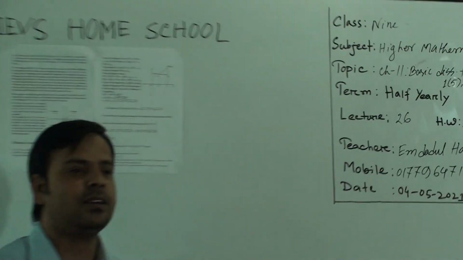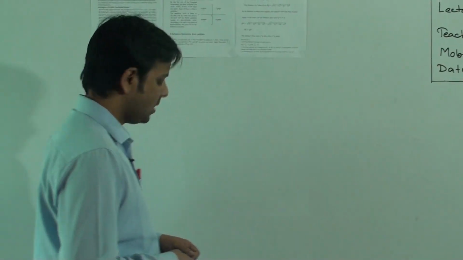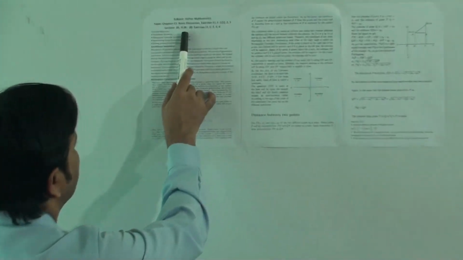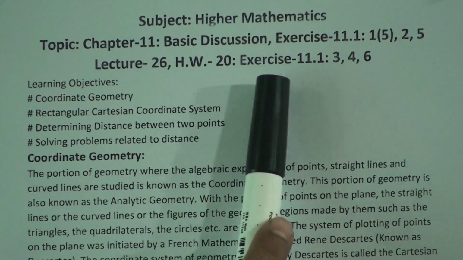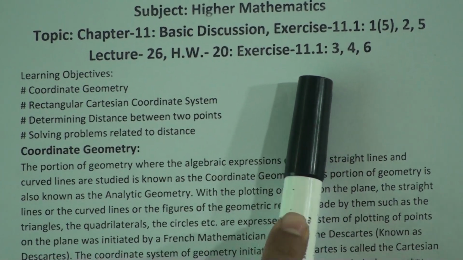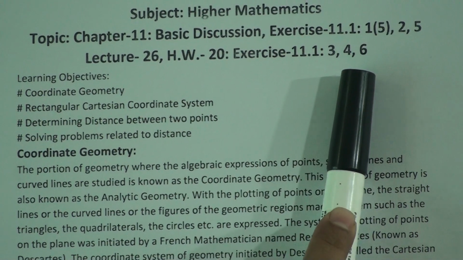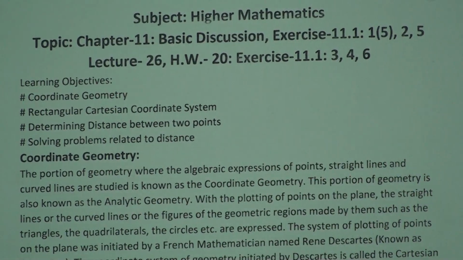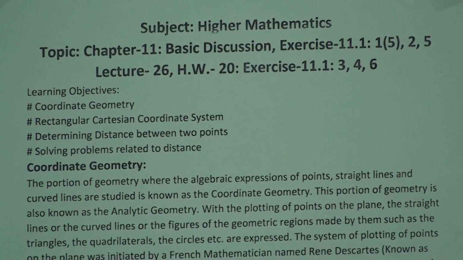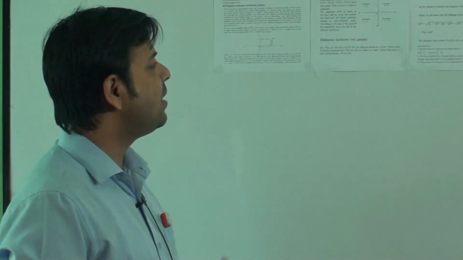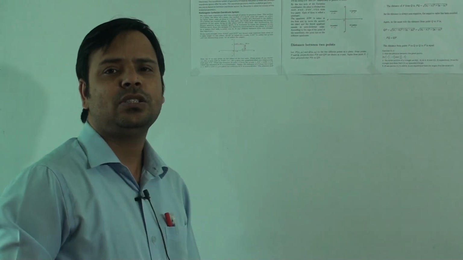Okay, dear students, after completing my class, I will give you some work, that is your homework number 20 and lecture number 26 today. Your homework is exercise 11.1, question 3, 4 and 6. These three questions you have to do as your homework. I hope when you complete today's class, you will be able to complete your homework. So to do the homework, you have to understand everything in our today's class.